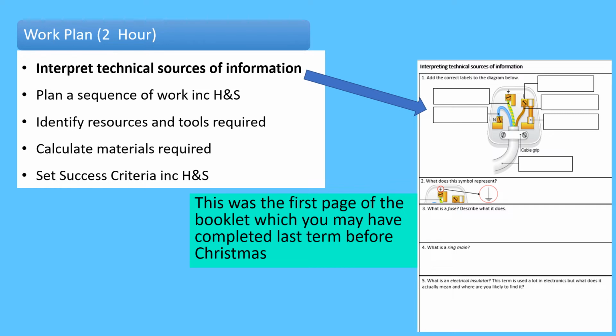And there should be a page in your booklet that you completed, and it should look like what you can see on your screen here. So you've got your lovely image of a plug, and in order to interpret that technical information, you're just asked to identify or to label what each wire is, what those little gold thingies are, what the tube is, etc. So it's just showing that you've literally got that technical terminology, that technical understanding of electronics. And this was the first page that you were asked to complete within your booklet.